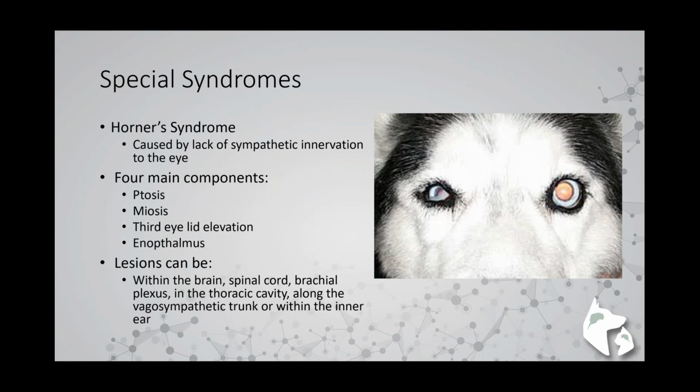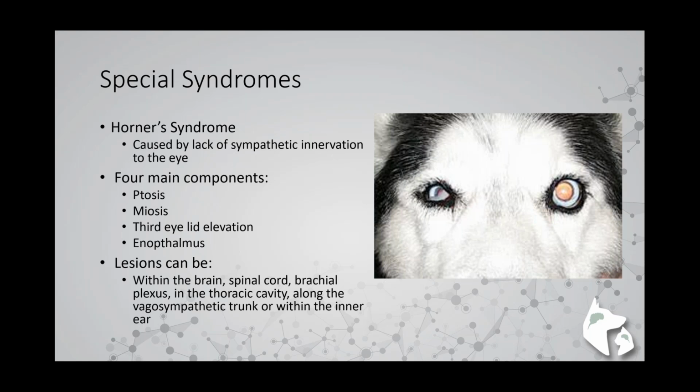Okay, so I'll breeze through these special syndromes and then we can have some questions and answers. Horner syndrome, we kind of touched on. It's a lack of sympathetic innervation to the eye. So the eye will be sunken. The third eyelid would come up. You can see some drooping of the face, and that pupil should be really small or miotic.